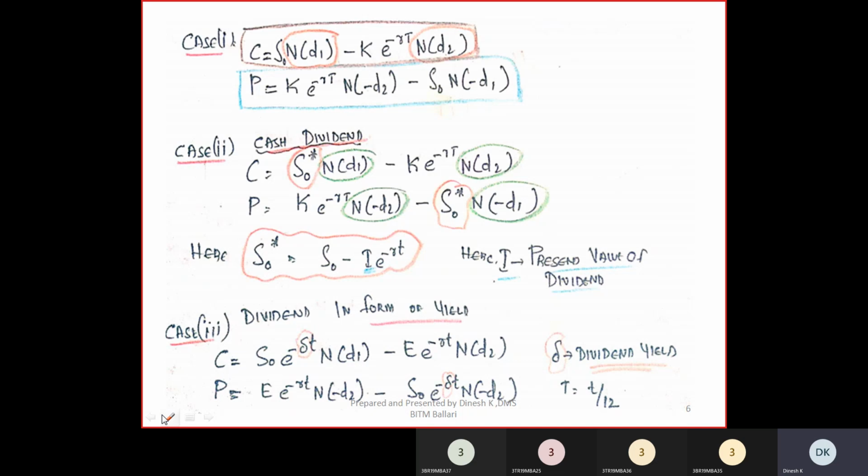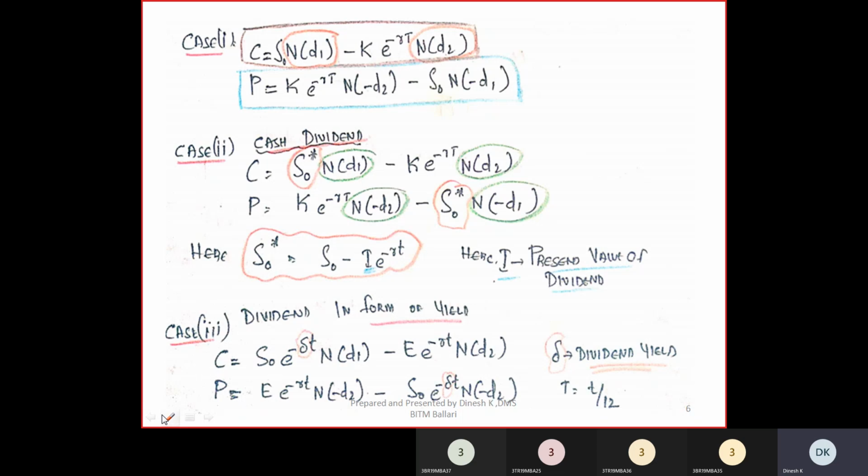Exponential to the power of minus R into T. R stands for the risk-free rate, multiplied by T, the time to expiry of the contract. If it is a 1 month contract, T is 1 divided by 12. If it is a 3 month contract, 3 divided by 12. If it is a 6 month contract, 6 divided by 12. This is how T comes into the picture. R stands for the risk-free rate of interest, right? So small e to the power of minus RT multiplied by N(D2), the normal distribution value of D2, right?